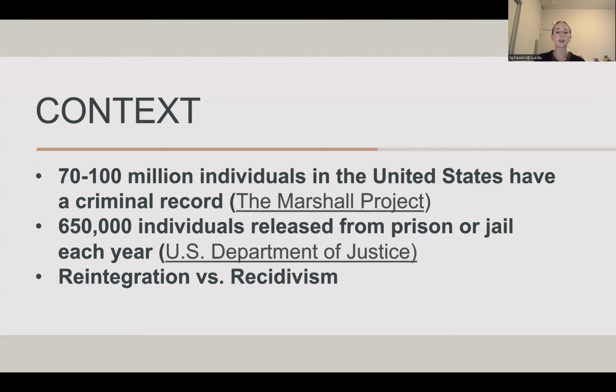In order for us to begin to account for this population in our pedagogical practices, it's important to understand how prevalent justice involvement is. The Marshall Project estimates that between 70 and 100 million Americans have a criminal record. Additionally, more than 650,000 people are released from carceral settings each year. Research demonstrates that successful social reintegration, including participation in educational and professional development, is integral to reducing a justice-involved person's risk of recidivism.